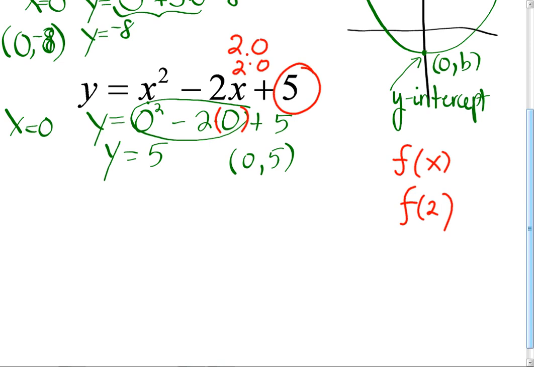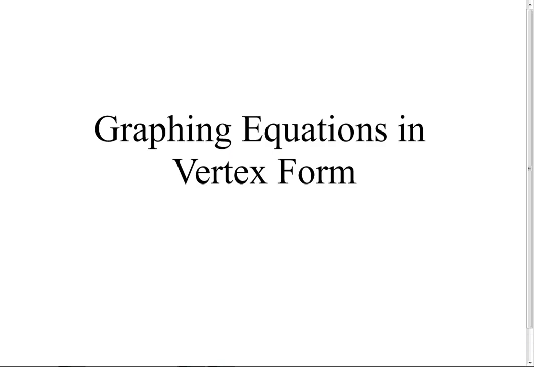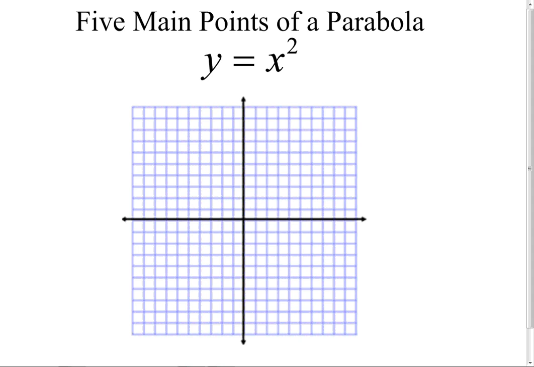Okay, Ray, are you ready to go on to the next one? Okay. This is the lesson. We're going to graph equations in vertex form. So now we're going to find the 5 main points of a parabola. I don't like that one particularly. But where's the vertex here?